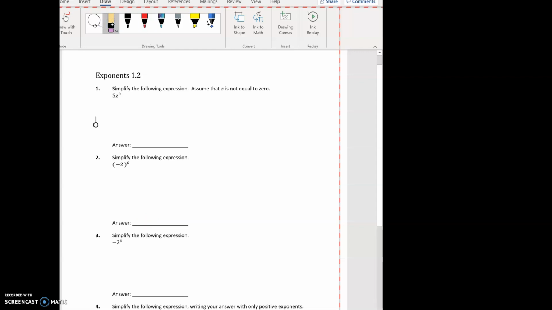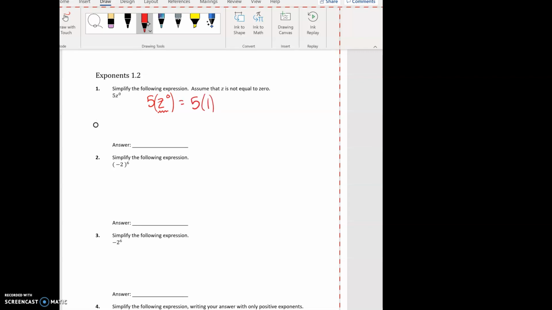Okay guys, we're going to go over some examples on exponents. So let's get started here. The first one is 5z to the power of 0. Now that power of 0 applies only to the z, not to the 5 as well. So you can kind of put in these parentheses there to help you understand that. So I'm going to leave the 5 alone.